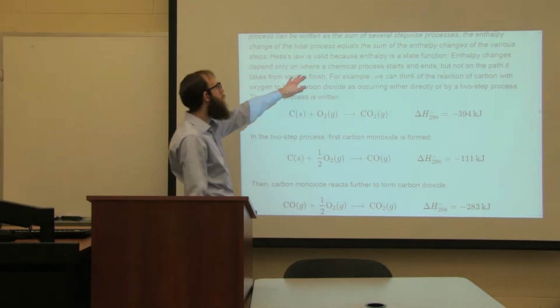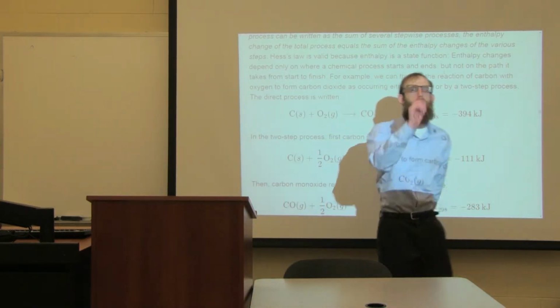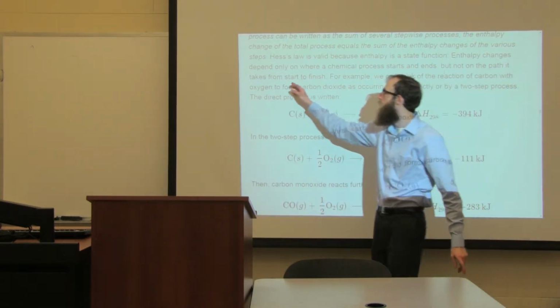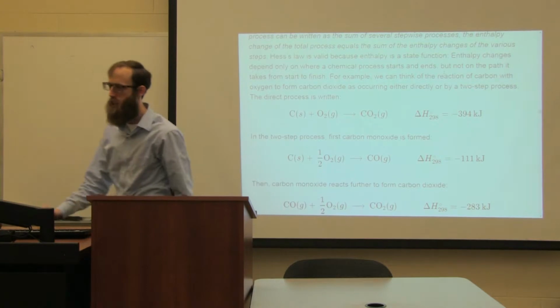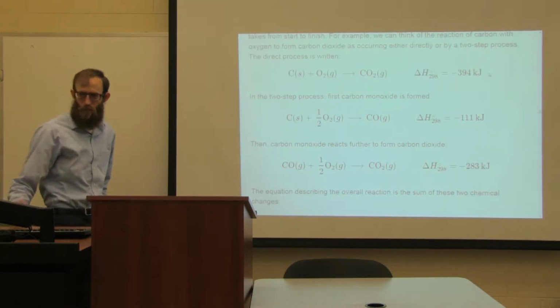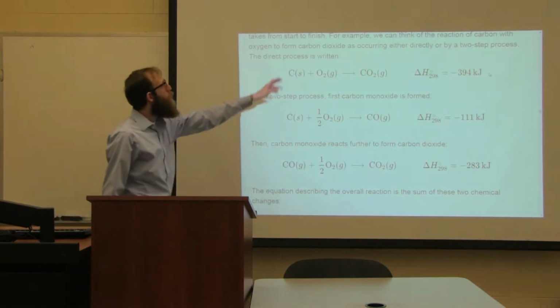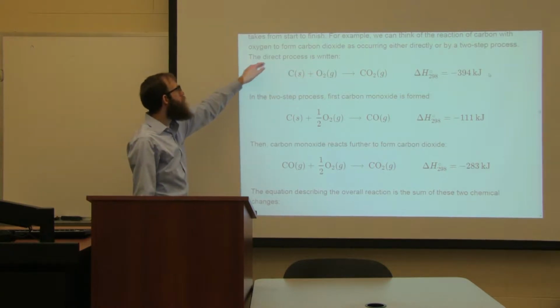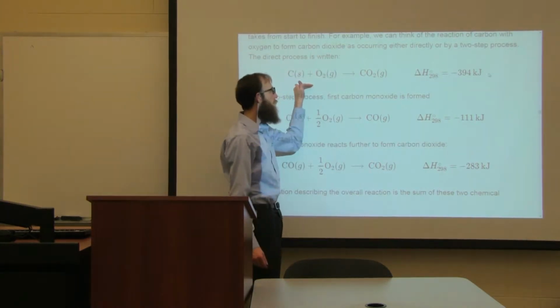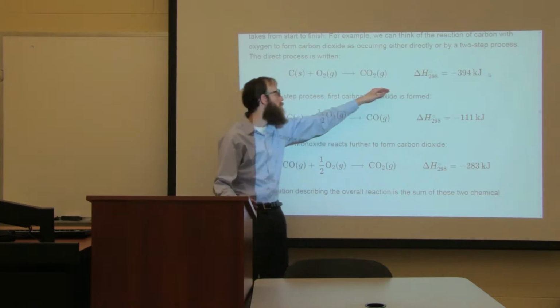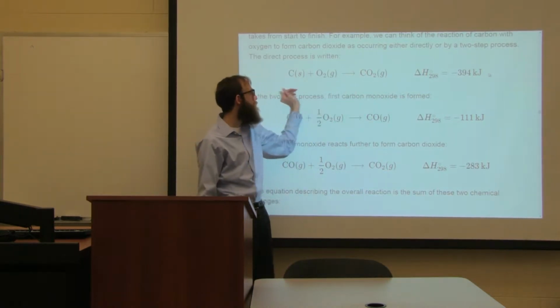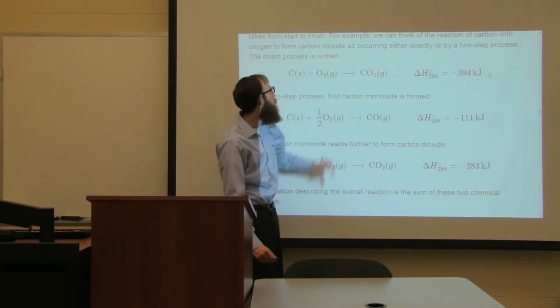It only depends on where a chemical process starts and ends, but not upon the path it takes to get from the start to the finish. As an example, we can talk about the reaction of carbon with oxygen to form carbon dioxide, as we've done here. Right? This is the enthalpy of formation. Well, this is a reaction of formation of carbon dioxide.